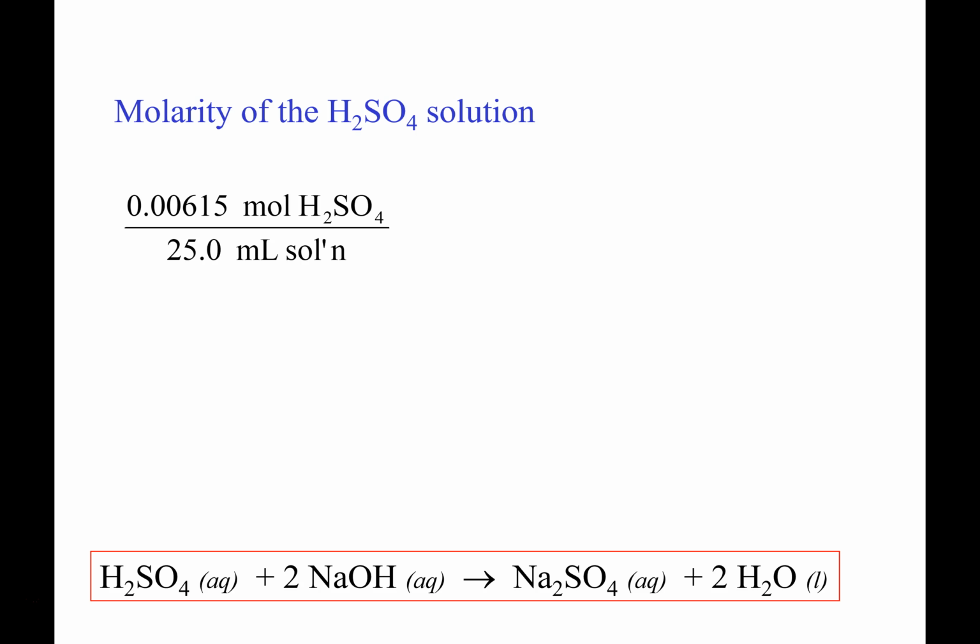Now that won't give me molarity. What one last thing do we need to do? Yep, we need to multiply that by 1,000 milliliters over 1 liter. Perfect. 1,000 milliliters of solution over 1 liter of solution. Then we know molarity is units of moles per liter. We're in good shape. How many sig figs? 3 again. Yep.